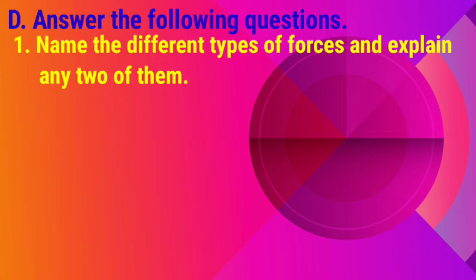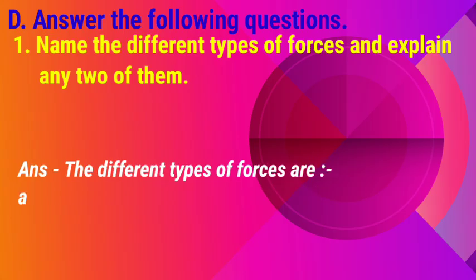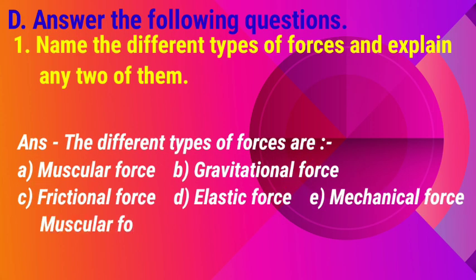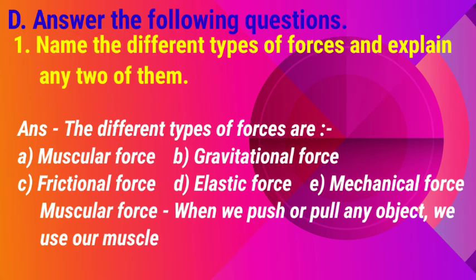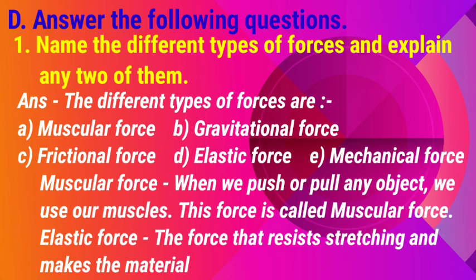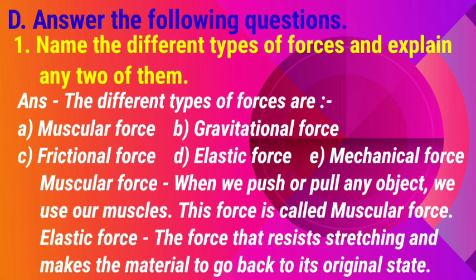D. Answer the following questions. 1. Name the different types of forces and explain any two of them. Answer. The different types of forces are A. Muscular force, B. Gravitational force, C. Frictional force, D. Elastic force, E. Mechanical force. Muscular force. When we push or pull any object, we use our muscles. This force is called muscular force. Elastic force. The force that resists stretching and makes the material go back to its original state is known as elastic force.